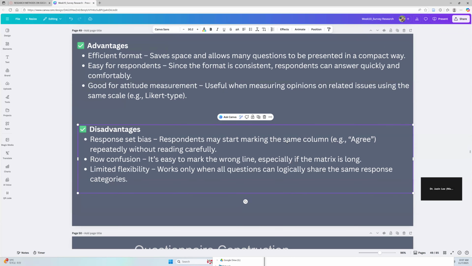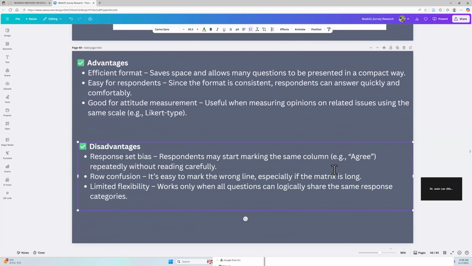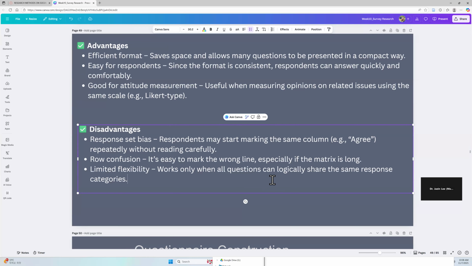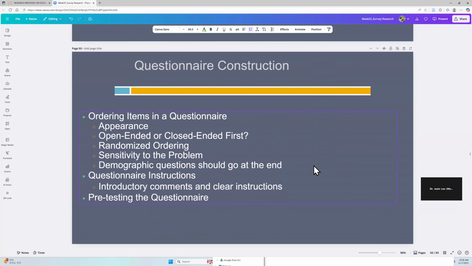Respondents may start marking the same column, because they are very lazy, they are very tired of it, and then they would just choose their answers in one line. They would mark the answers in one line. And row confusion: it is very easy to mark the wrong line. In case there are 10 or 11 lines, you intend to answer one question but mistakenly put the answer in the line below. The limited flexibility means it works only when all questions can logically share the same response categories. So these are some of the limitations.